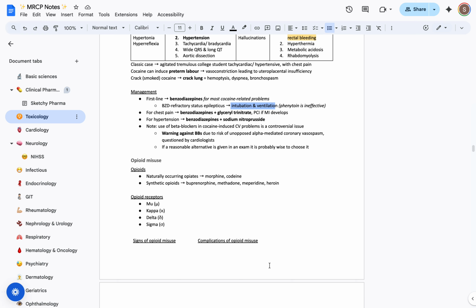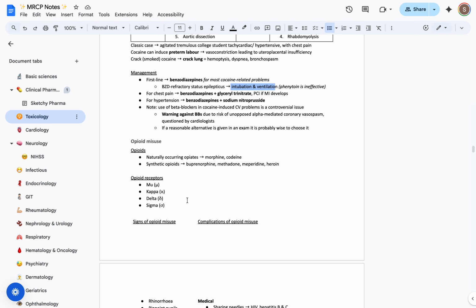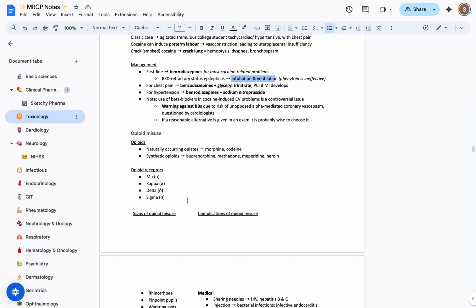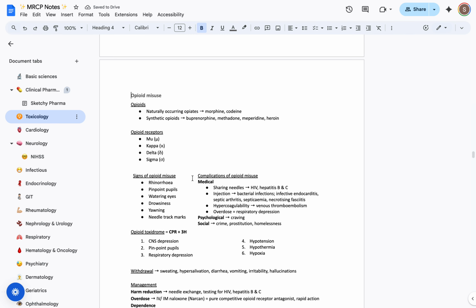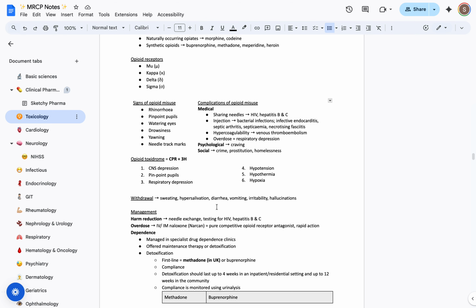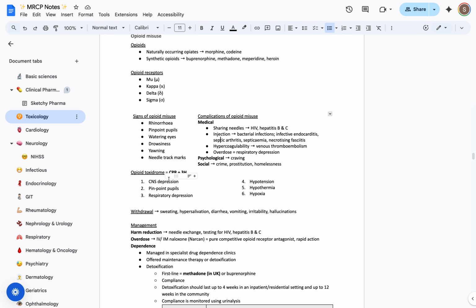Okay. Now, opioid misuse. Signs of opioid misuse. We have already talked about the opioid toxidrome: CNS depression, pupillary constriction, respiratory depression, plus the 3 Hs: hypotension, hypothermia, and hypoxia. The complications are sharing needles and injection. Okay. The opioid withdrawal will be the opposite of this. So hypothermia will be sweating. There will be hypersalivation and diarrhea, vomiting, irritability, hallucinations instead of CNS depression.